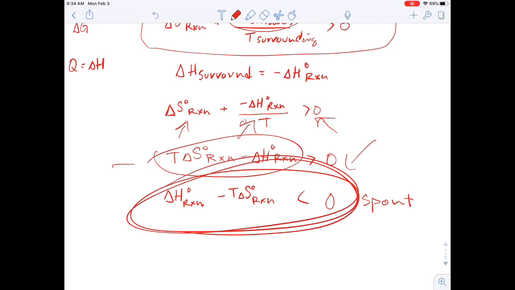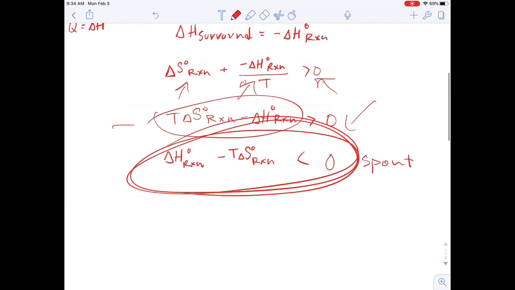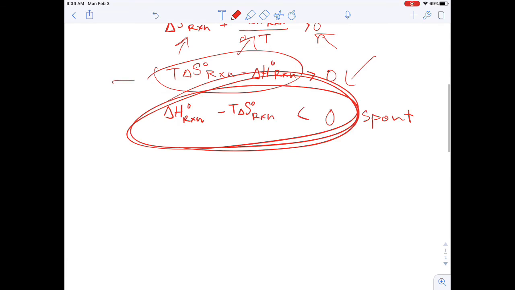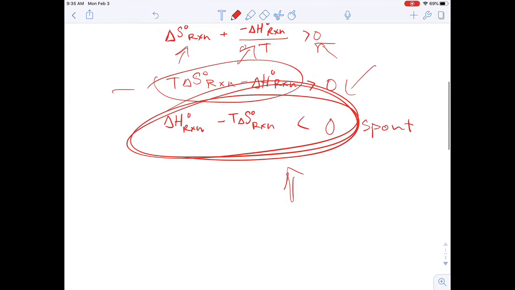So this is a breakdown of how we get to that formula based on our theory that the universe's entropy should be increasing if the reaction is spontaneous. From there, we can use this formula directly. We will soon be interested in how Gibbs free energy ties into this. But you can see that if you have a negative enthalpy and you have a positive entropy, the reaction will be spontaneous because that number will be less than 0.